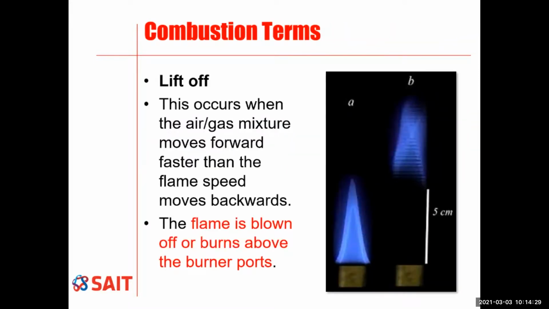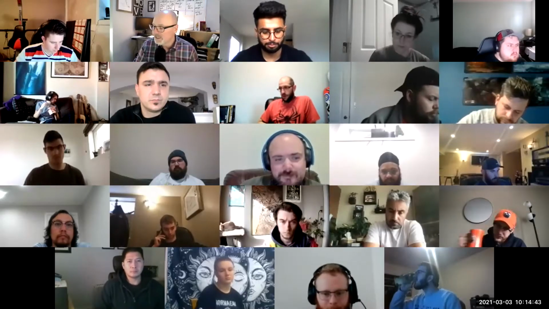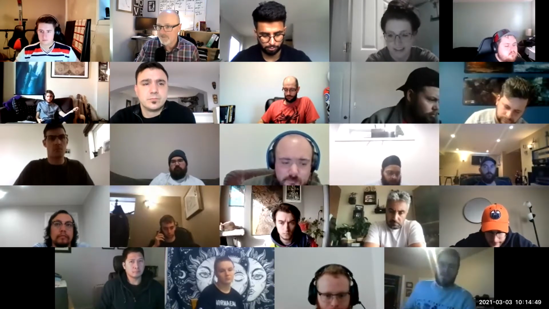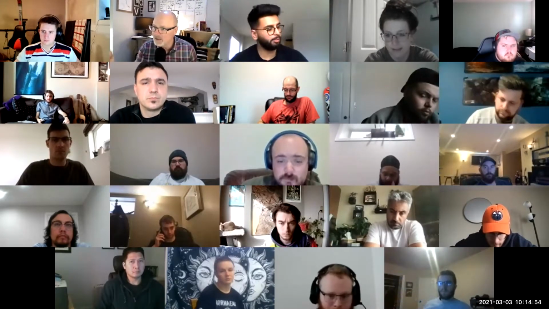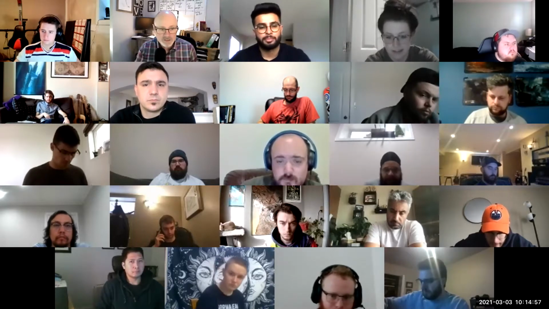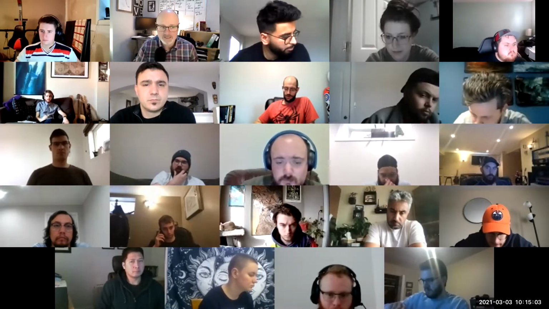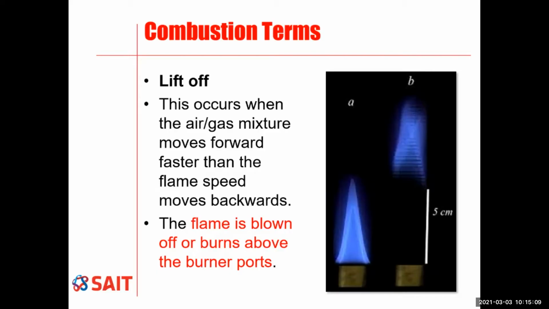So liftoff occurs when the air-gas mixture moves forward faster than the flame speed. You can have liftoff off the burner. Now, if you recall, in one of our shops where you had to light an oxy torch, if you had that acetylene set too high, you had flame liftoff from the end of the torch tip. So this is when that flame is above the burner ports. It happens in appliances, and this is where flame speed is a little important. We want to get it right.